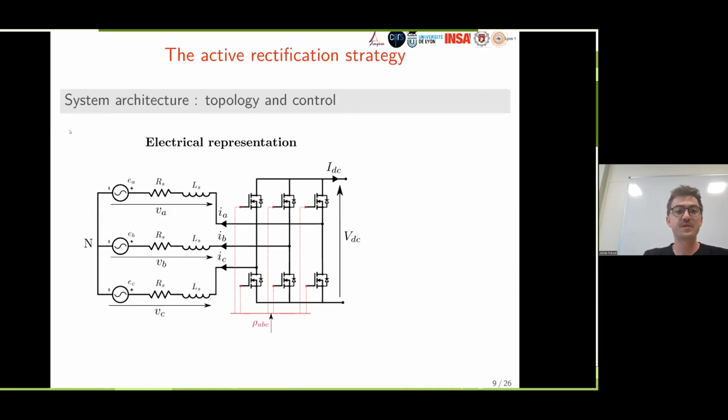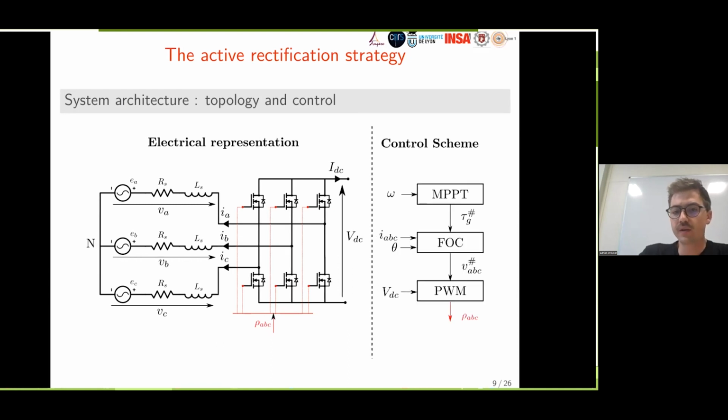So this is the system architecture. Here is the topology, an electrical representation of the topology. This is the electrical representation of the generator, and this is the active rectifier with the transistors, which are controlled with duty cycles, PWM duty cycles. And here is a very basic view of the control scheme, which is composed of 3 layers.